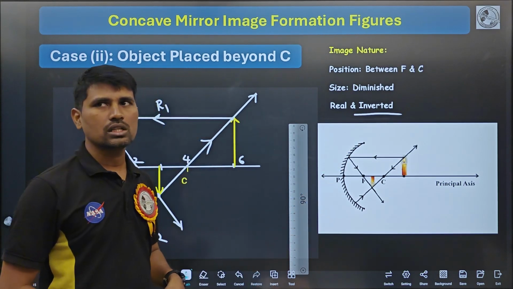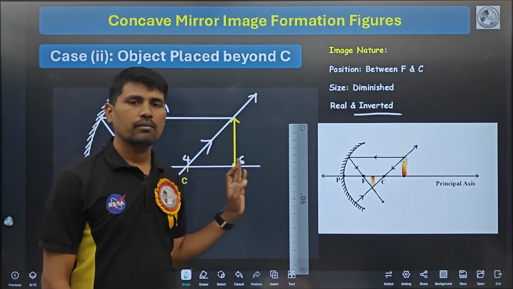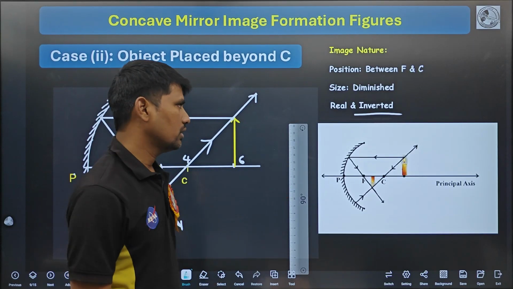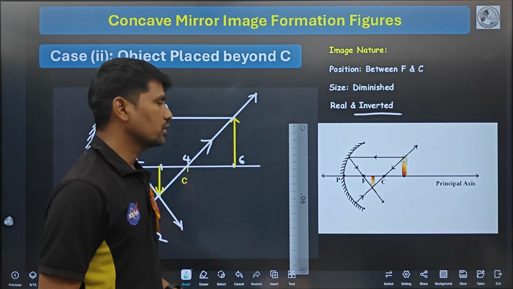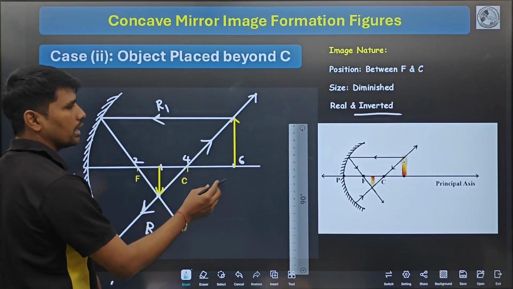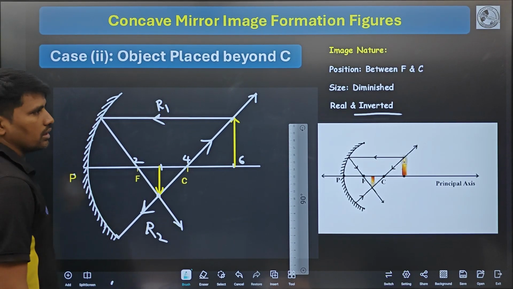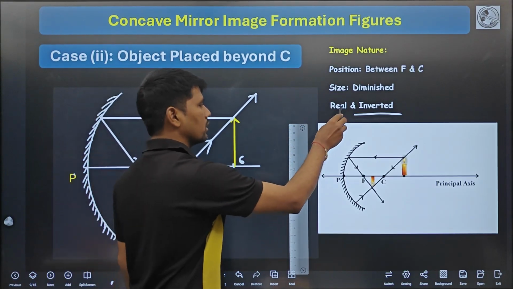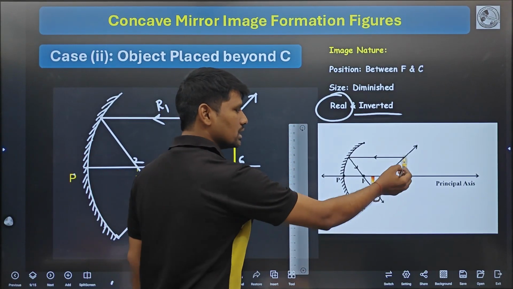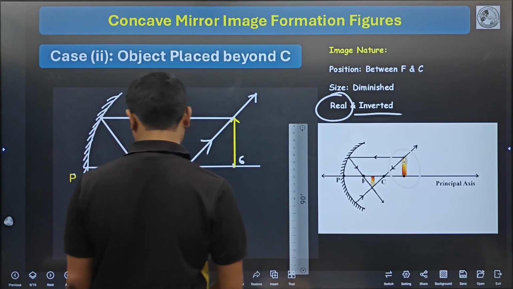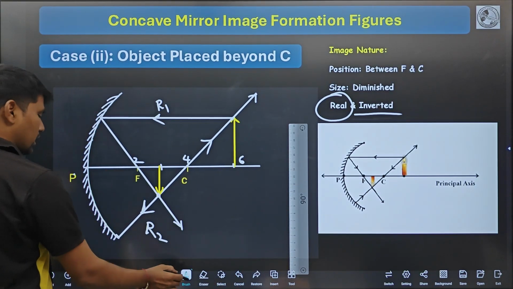You can see the word invert in mathematics also: inverse, additive inverse, multiplicative inverse. 2/3 and 3/2 are multiplicative inverses. Now this is the picture. Next one is real. Real means this is the image of the candle, and the candle image is formed on the screen.